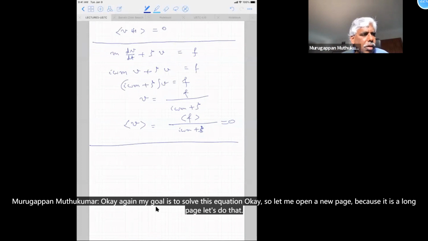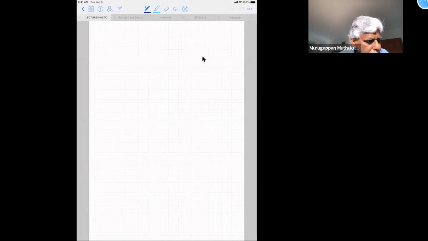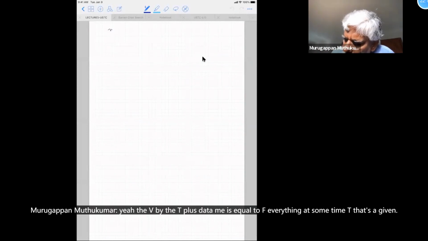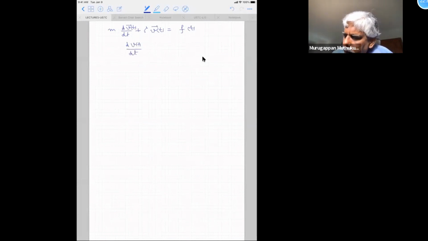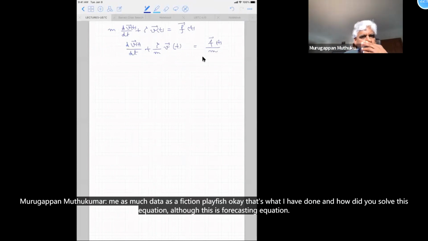Again, my goal is to solve this equation. Let me open a new page because I need a long page. So m dv by dt plus zeta v is equal to f, everything at some time t. That's given. So let me divide this by m. So dv(t) by dt plus zeta by m v(t) is equal to f(t) by m. M is mass, zeta is a friction coefficient. Okay, that's what I have done.